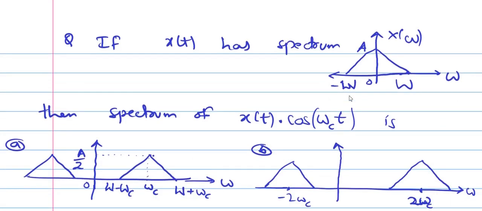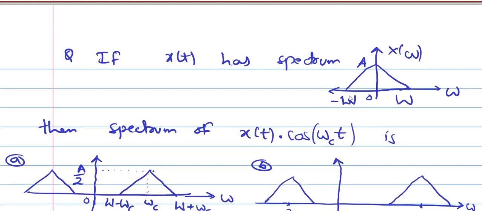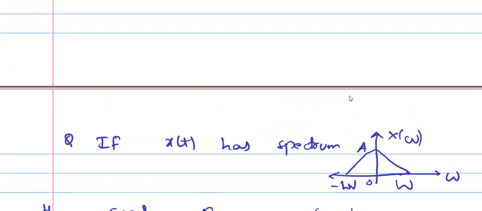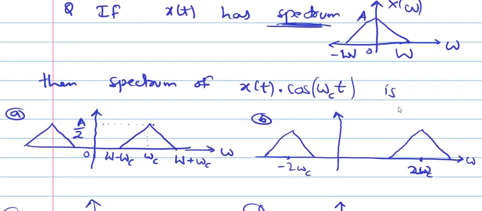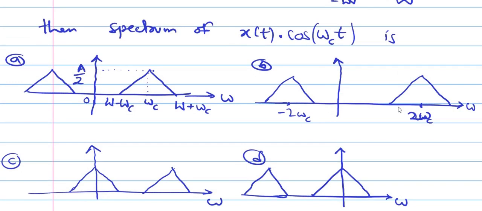Next question. It is a little bit difficult question. So I will just read the half portion of the question. If x of t has this spectrum, so this is the spectrum of x of t. Spectrum means frequency domain representation. So x of omega versus omega graph is available. Just remember this spectrum, at the origin there is a triangle, okay? Then what is the spectrum of x of t cos of omega c t? And we have 4 options, A, B, C, D.